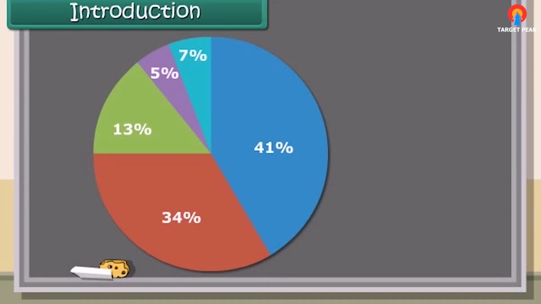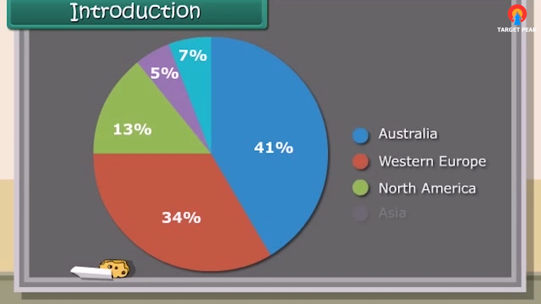Here is a pie chart that clearly compares the sales of a magazine in various countries in the world. Thus, graphs play a very important role in our lives.